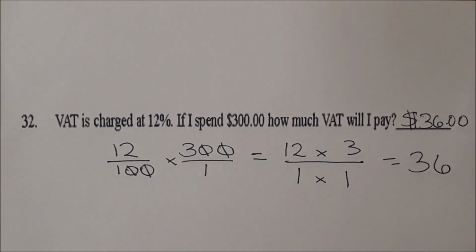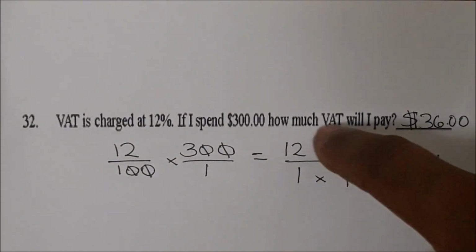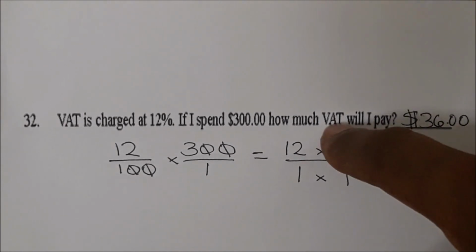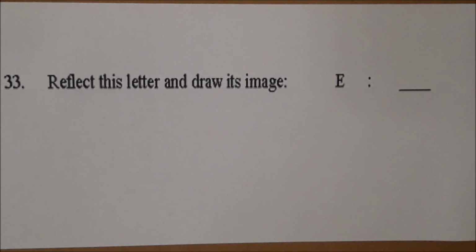If you're paying the total, what would the total price be? It would be $300 plus the $36, $336. But we notice we're only asking you for the VAT. So make sure your students identify what they need to find the answer for. They want the VAT and not the total bill after buying $300 worth of goods. Very good.